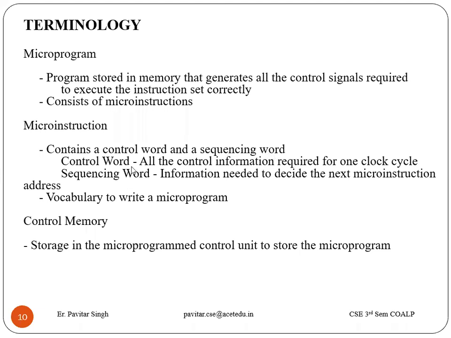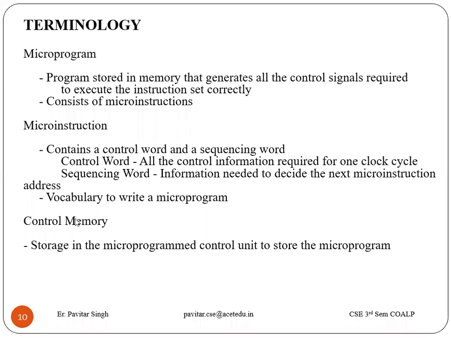Control word is defined as all the control information required for one clock cycle. Then we have sequencing word, information needed to decide the next micro instruction address. This is called sequencing word, right? So micro instruction is also defined as a vocabulary to write a micro program, right?